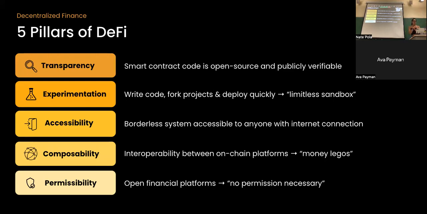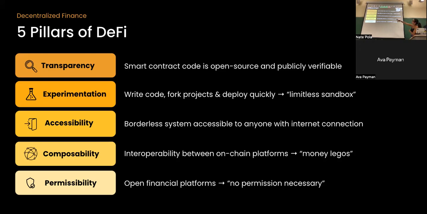Okay, so there are 5 pillars of DeFi. The first is transparency: smart contract code is open source and publicly verifiable. Next, experimentation: write code, fork a project, and deploy quickly. It's a limitless sandbox. A ton of what you'll see in DeFi will be 3-day projects that suddenly have $1 billion in total value locked, and you're like, how is this happening right now? So it's super experimental, and that's a huge pillar.